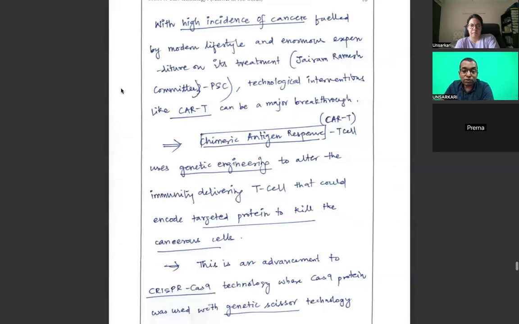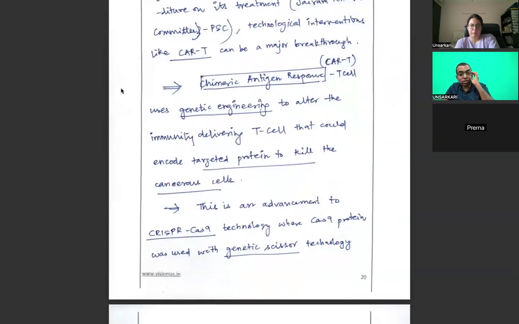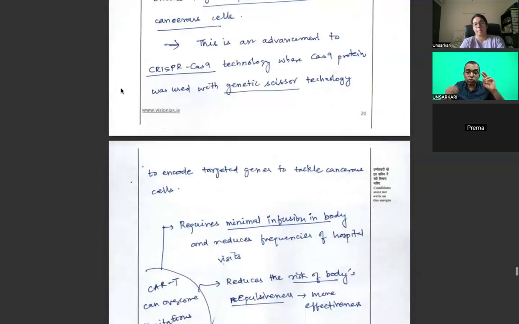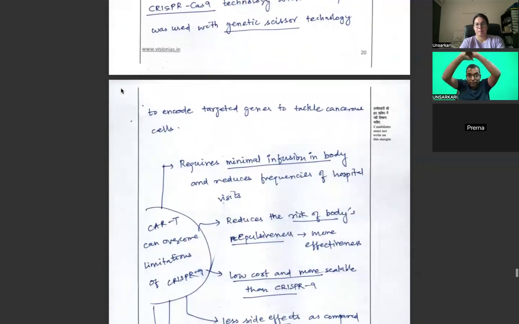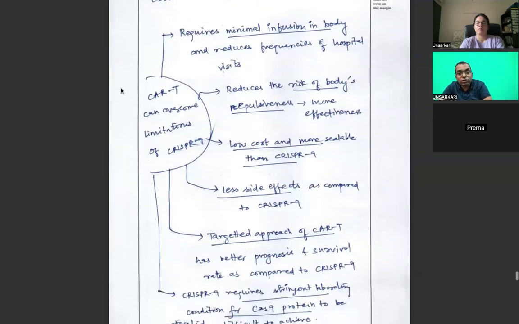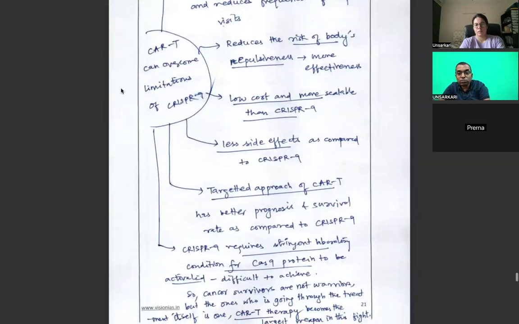CAR T cell was genetic engineering to alter the immunity, delivering T cells that could encode target proteins to kill the cancer. So the basic definition must always be there, understanding must be reflected. Advanced, why is it advanced? Because it is saying that the Cas9 protein was used with genetic scissor technology to encode target genes to tackle cancerous cells. Requires minimal intervention, minimal infusion in the body, reduces frequency of hospital visits, reduces risk of the body's rejection, low cost, more scalable than CAR T, fewer side effects, targeted approach.